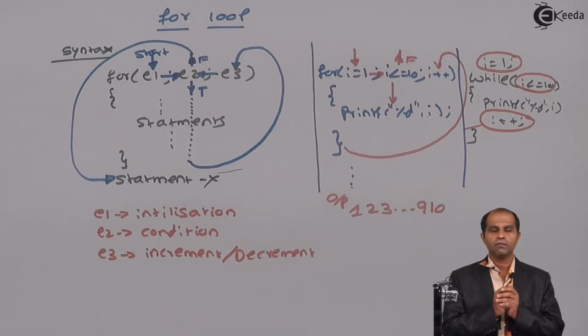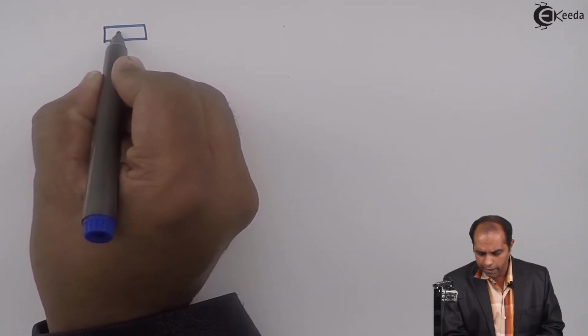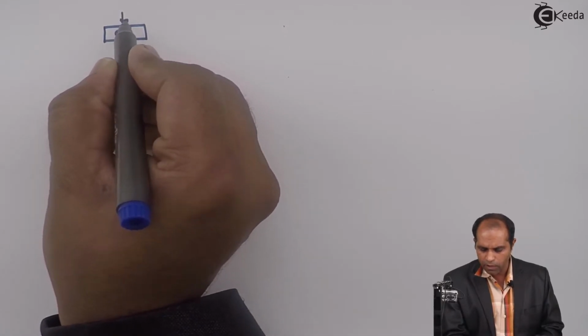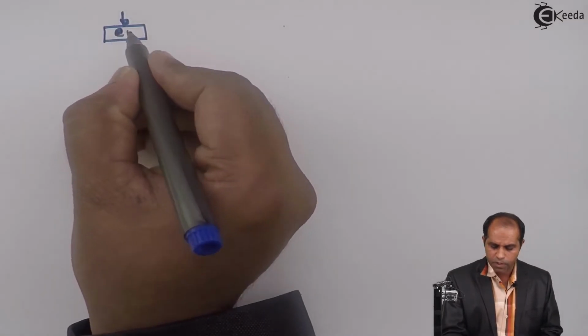Let's look at the flowchart of this particular for loop. We said that a for loop will have only 2 expressions being executed at any time. Since E1 is an initialization expression, let's put a rectangle to indicate E1. I'll put an arrow to indicate start. So E1 is the first expression which is evaluated.